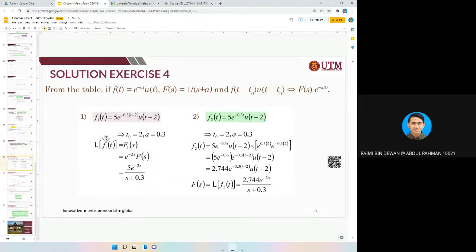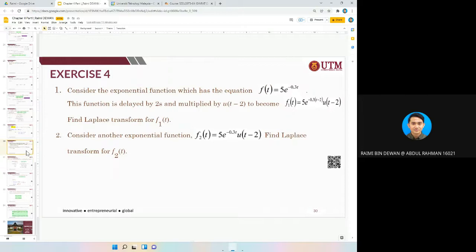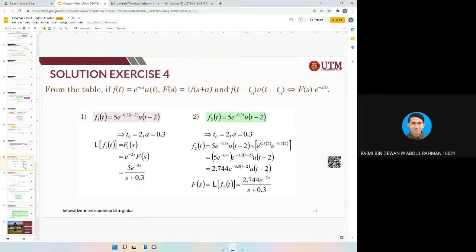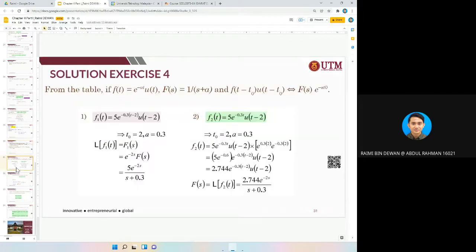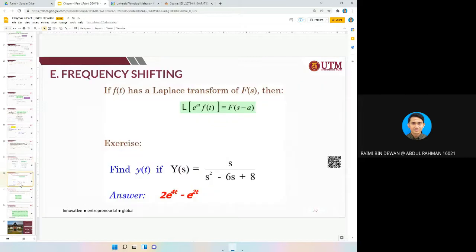It's shown here. You can try this at home, then see if the solution is the same as your answer. So t0 is 2, a equals 0.3, so e to the negative 2s F(s). I think you can see this for yourself, because it's actually quite straightforward. But I suggest that you do this first and check your answer after that. Then we go for frequency shifting.